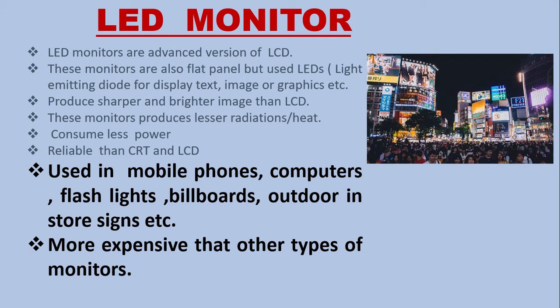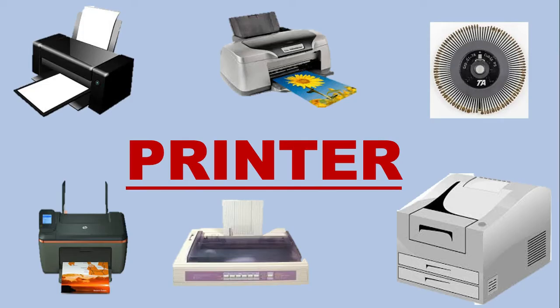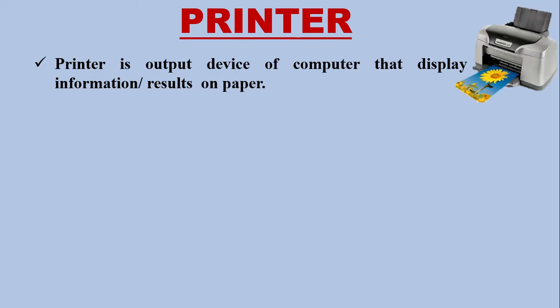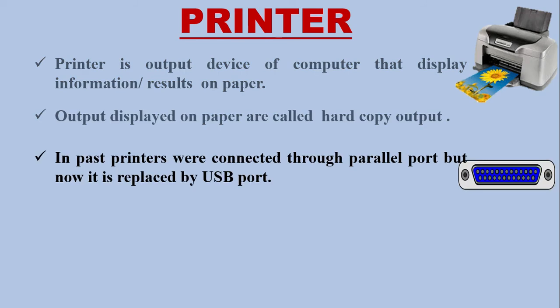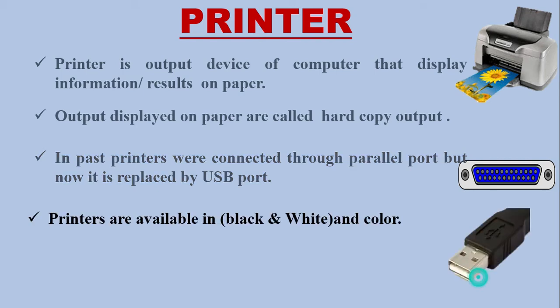The only disadvantage is that these monitors are more expensive than other types of monitors. Printers. Printer is an output device of computer that displays information or results on paper. Output displayed on paper is called hard copy output. In the past, printers were connected through parallel port, but now it is replaced by USB port.